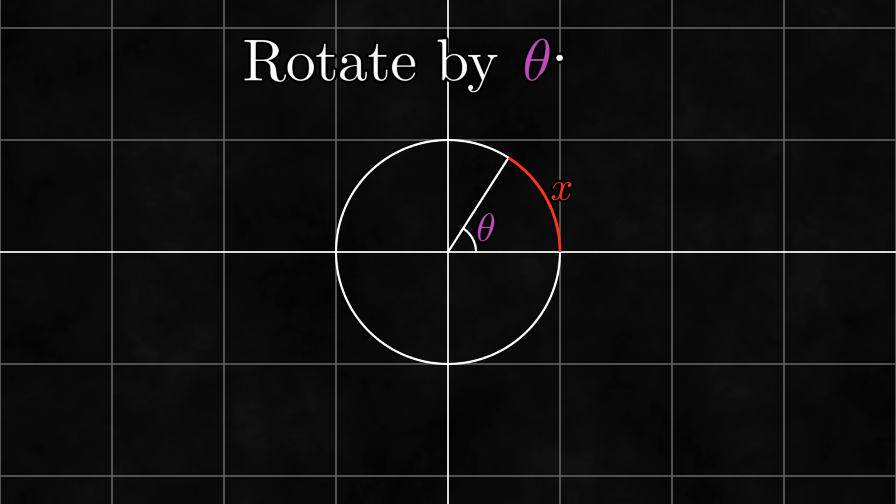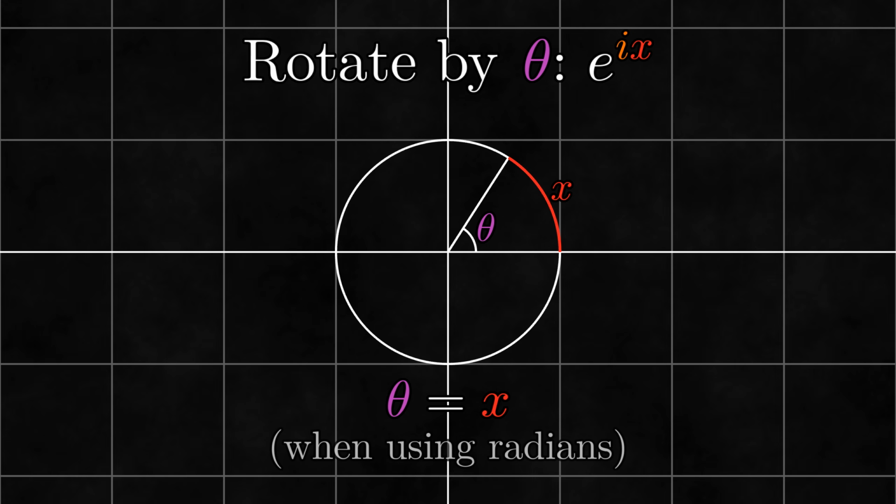So how do we find a rotor given a particular angle? Well, we just need to find the distance along the outside of the circle that corresponds with that angle. Then we can take that distance and calculate e to the i times that distance. In fact, if we measure our angles in radians, that distance and that angle are equal. Because of this, we often just say we are exponentiating i times the angle. It's important to remember that when making rotors like this, the angle has to be in radians.